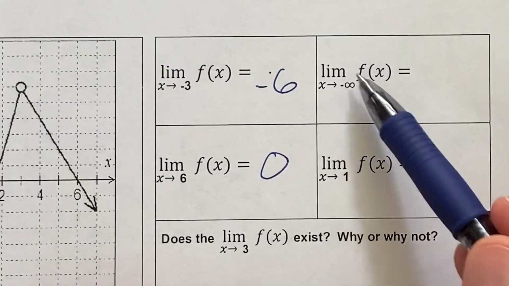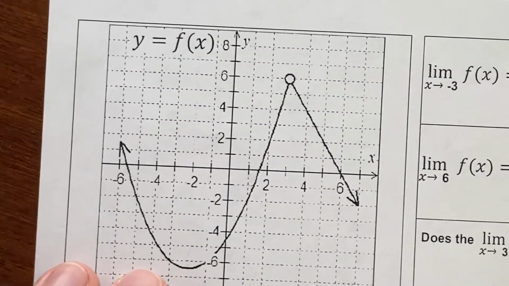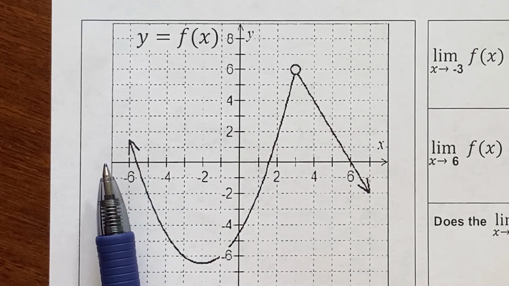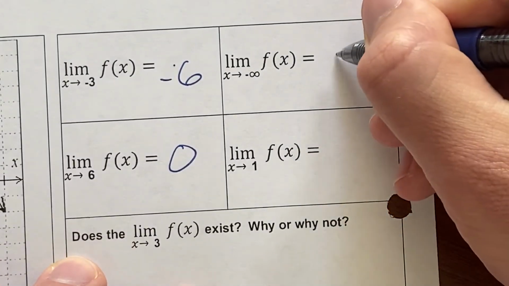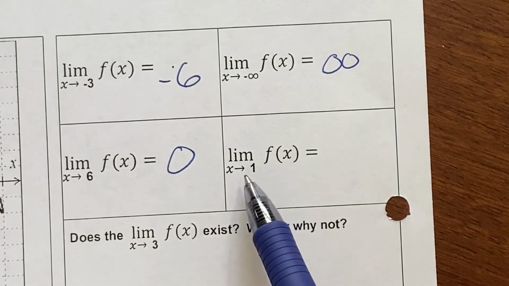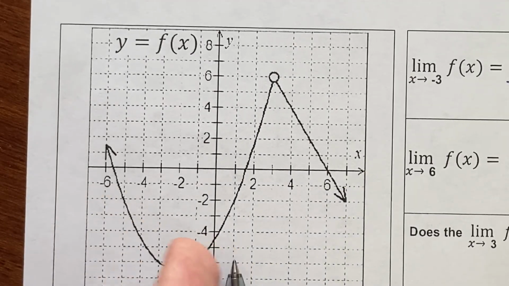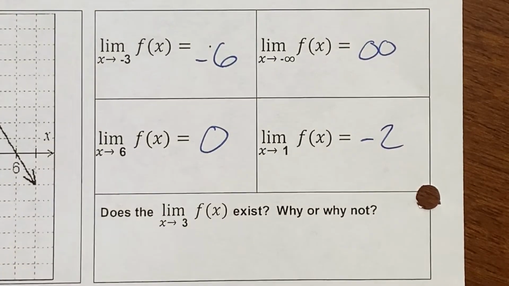All right, here's a weird one. As x approaches negative infinity. Remember end behavior stuff. So as x is going towards negative infinity, y is getting really, really close to, quote unquote, really, really close to positive infinity. As x approaches 1, there's the 1 line. From the left side, looks like we're getting really, really close to negative 2. From the right side, looks like we're getting really, really close to negative 2. Negative 2 is a real number.